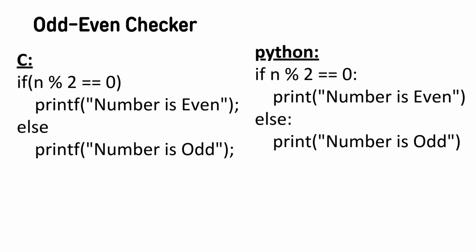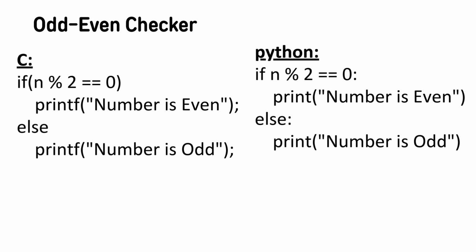Now let's write a program to determine whether a number is odd or even. Here, we will take a number as input. If the number is divisible by 2, we print number is even. Otherwise, we print number is odd. This is actually the perfect example of an if-else condition. Now, write the code in code blocks and then write the code in the Python editor also.